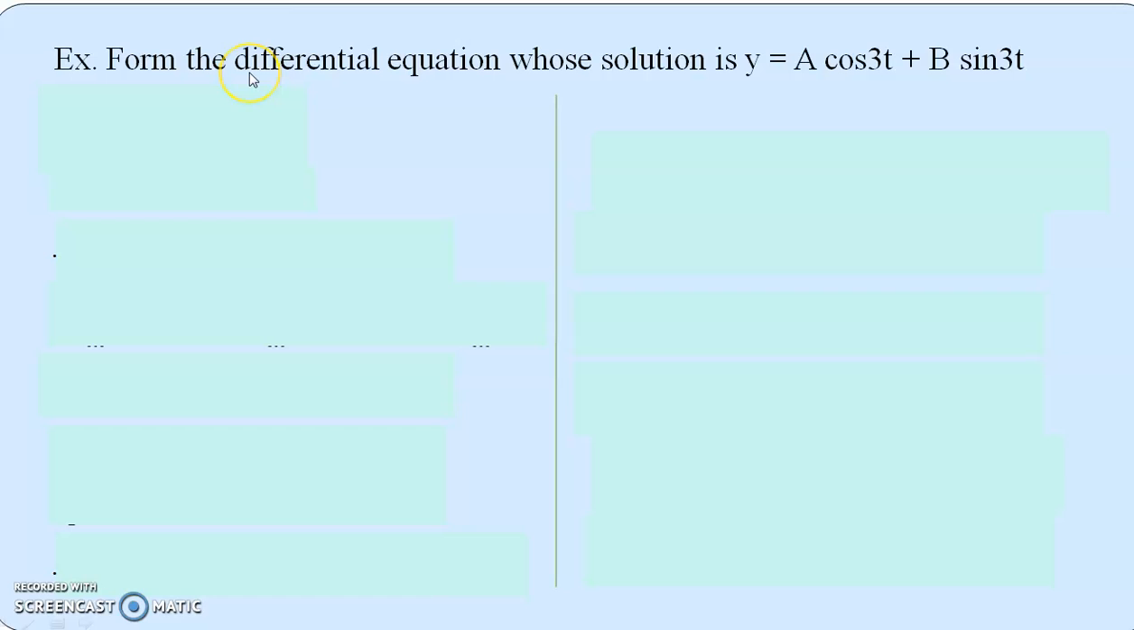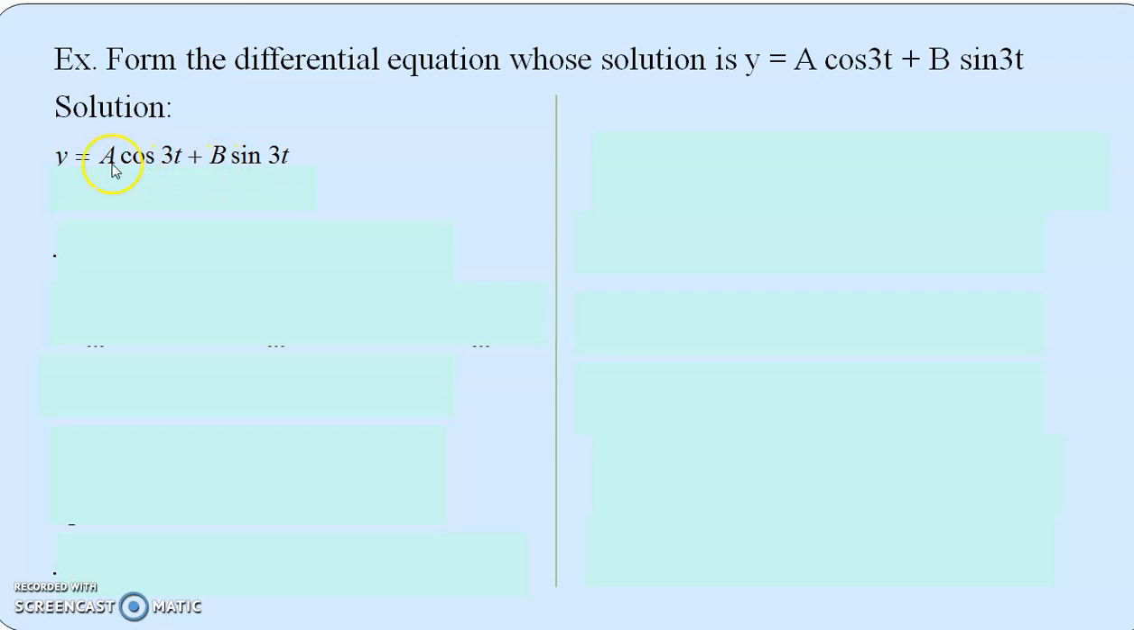Third example, form the differential equation whose solution is y is equal to a cos 3t plus b sin 3t. So we have to form the differential equation of this relation. First step is, write down the given equation, that is y is equal to a into cos 3t plus b into sin 3t.